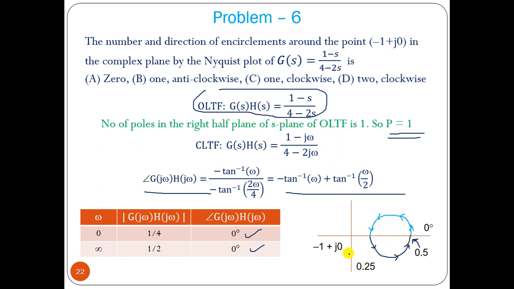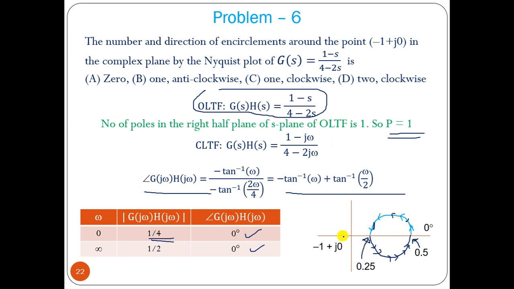Okay, so starting from this point 1 by 4, this is the starting point, 0.05, 0.25, 1 by 4, omega equal to 0, and it is on the 0 degree line only. Then this is the plot, the inverse polar plot.